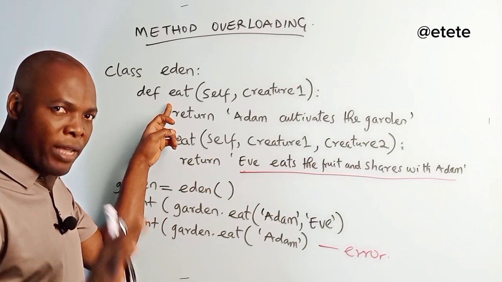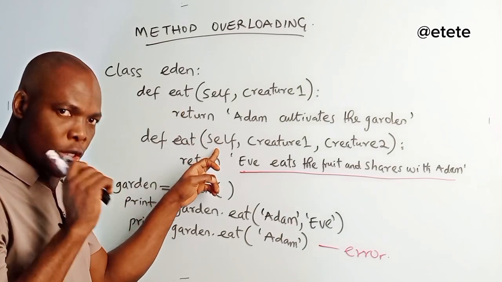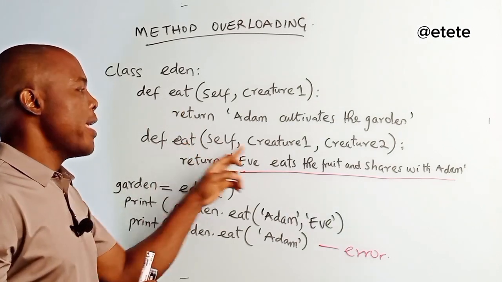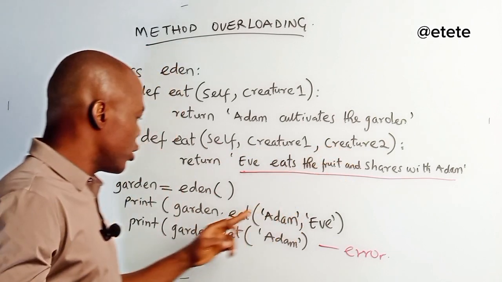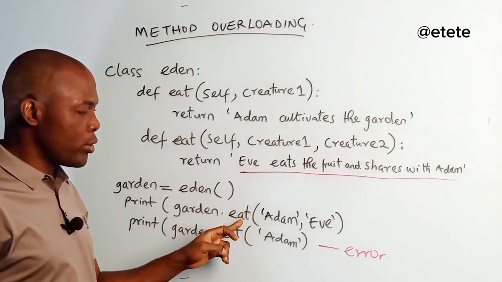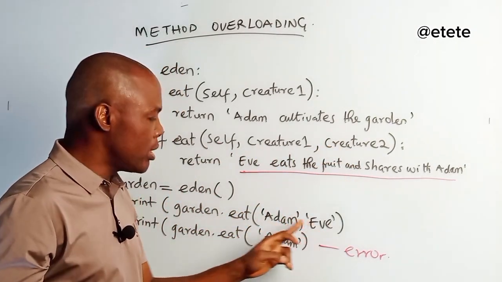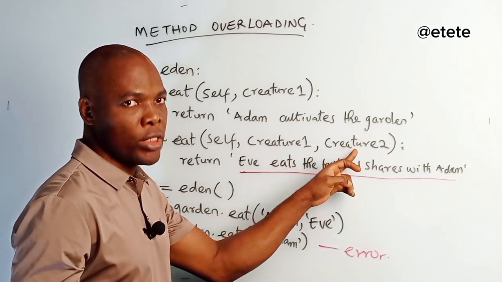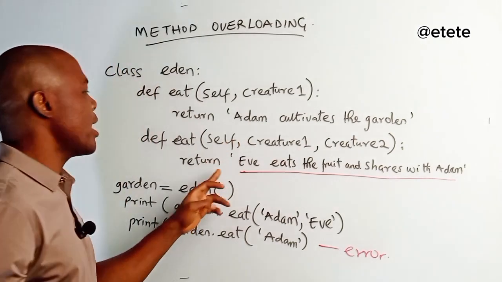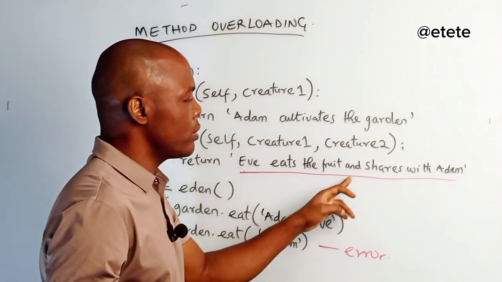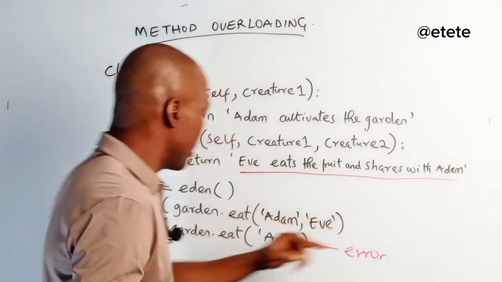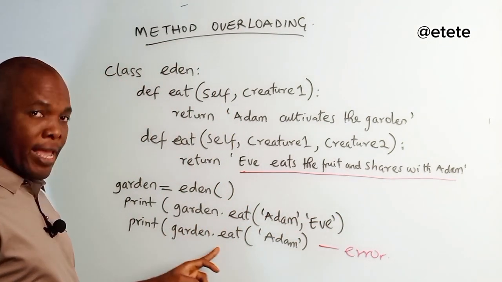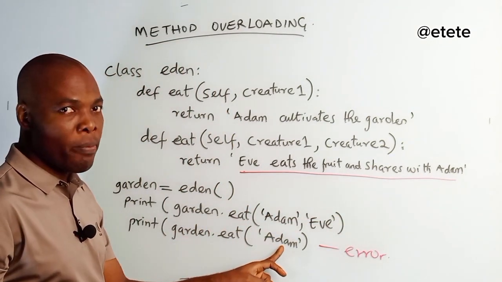So as far as Python is concerned, you have just one method, which is this one, expecting two parameters. In calling that method and supplying two parameters to it, it will give this Adam to the first creature, and it will give Eve to what? To the second creature. Then it will go in and print if eat the fruit and shares with Adam. Then you are calling the method again here, and you are supplying only one parameter to it.